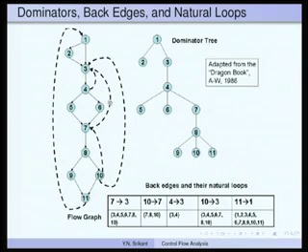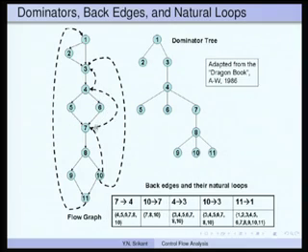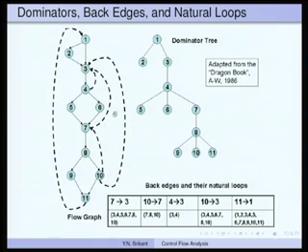Here is another example with a minor change. So, here we had 7 to 4 and then 4 to 3. In this example, we have 7 to 3 and 4 to 3. Let us see what happens. This so-called minor change changes the loop structure of 4 to 3.